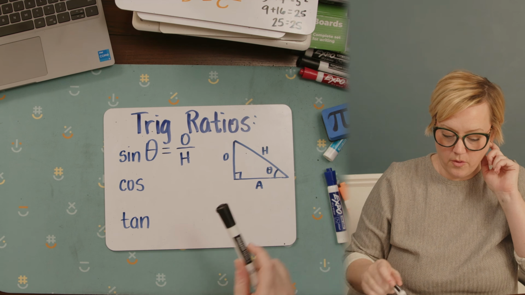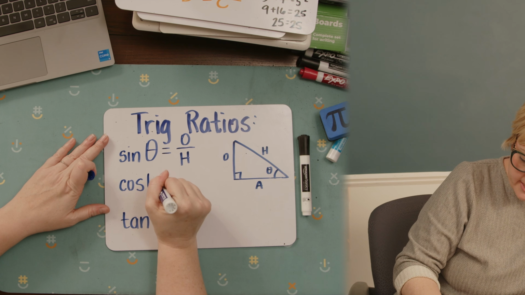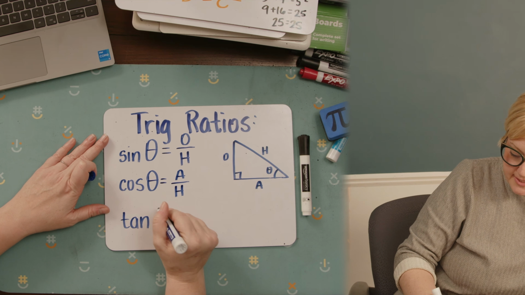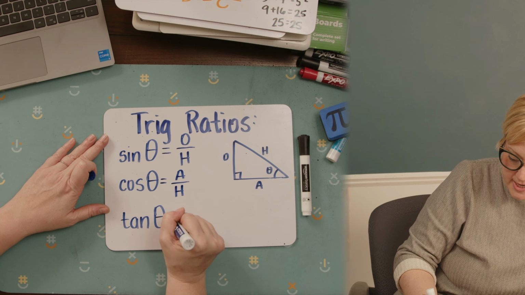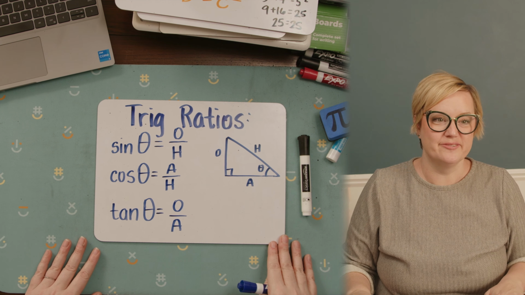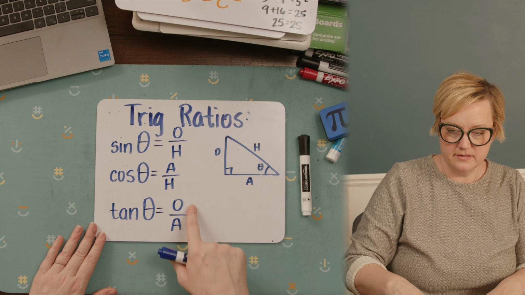Okay, so cosine theta is the ratio between the adjacent and the hypotenuse. And tangent theta is that ratio between the opposite and the adjacent. So SOHCAHTOA, yep. So SOHCAHTOA.